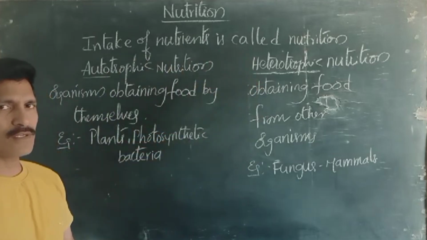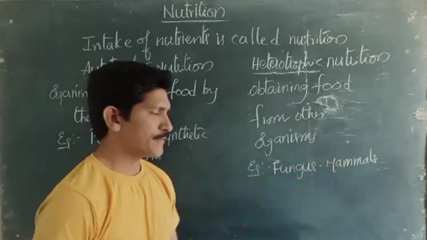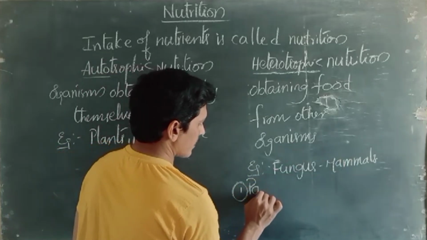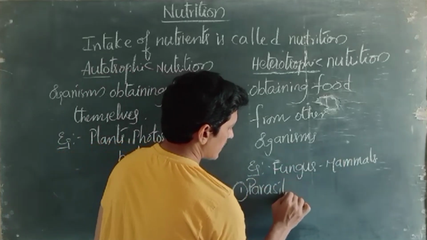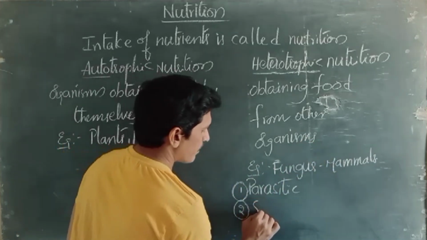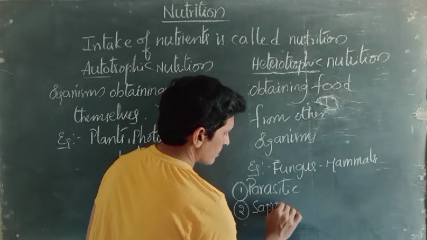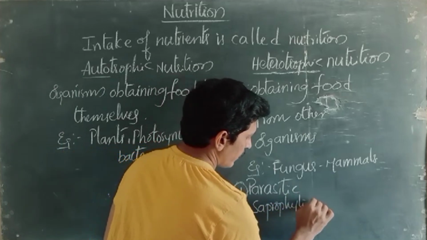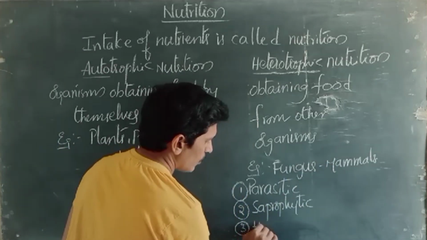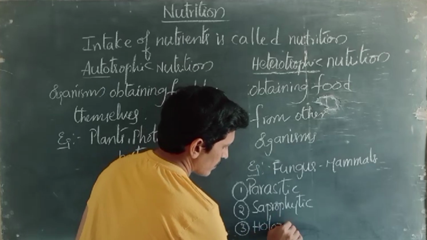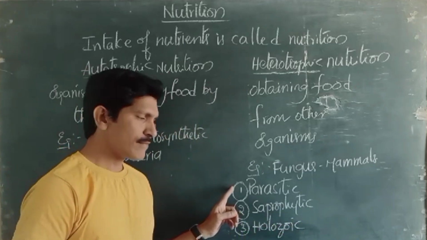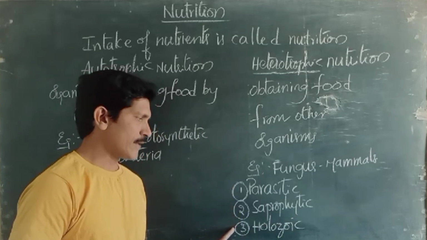Heterotrophic nutrition has a few types. One is parasitic nutrition. One more is saprophytic nutrition. And the third one is holozoic nutrition. Parasitic, saprophytic, holozoic.